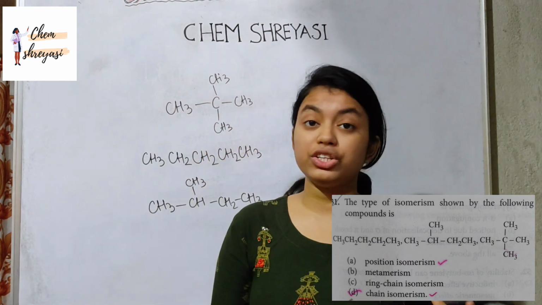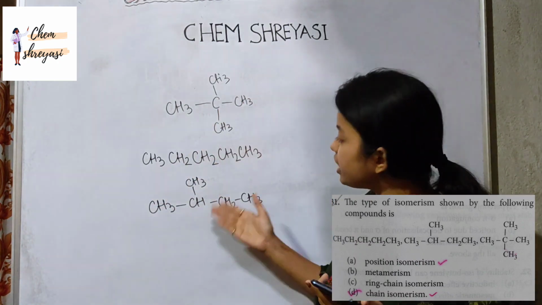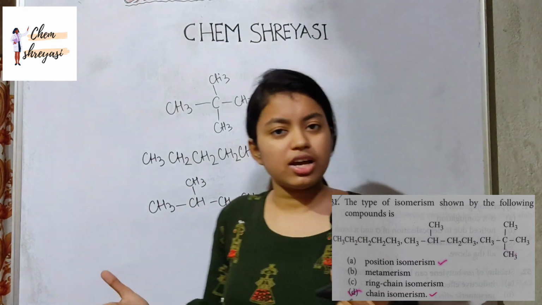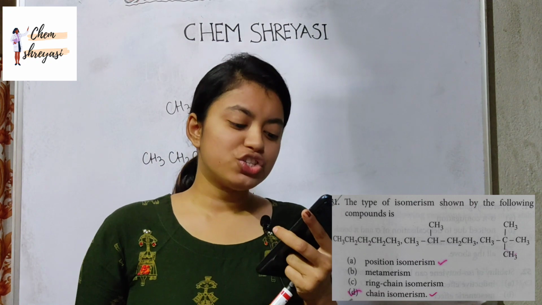The third one is the ring chain isomerism. Again, there is no ring and chain involved. There is only chain compounds here. So ring chain isomerism is definitely not the right answer. And option D is the chain isomerism.